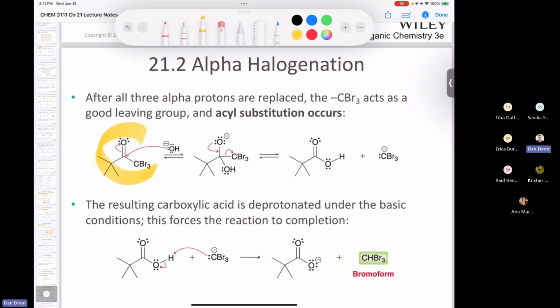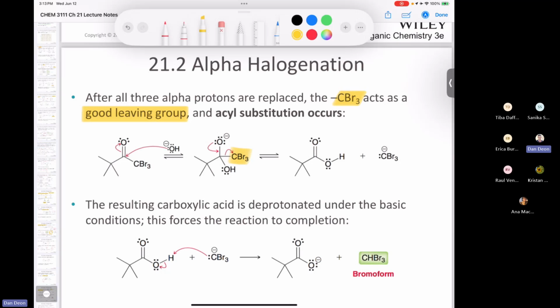Again, here's that intermediate that I just drew. What's going to happen is, if you're in strong base, it's going to come in and do a nucleophilic attack, and you're going to lose this as a leaving group. I told you that the CBr3 anion is actually a decent leaving group because it's the conjugate base of what's called bromoform.